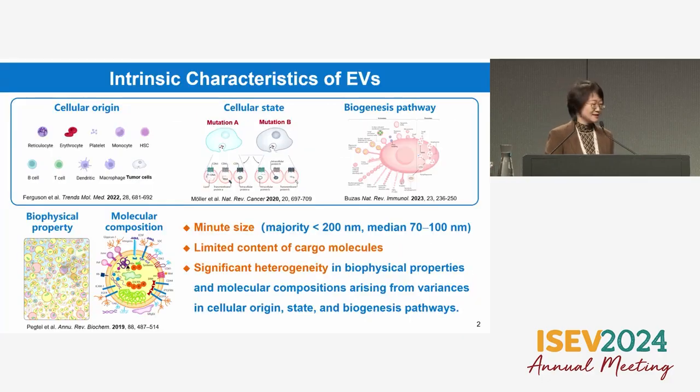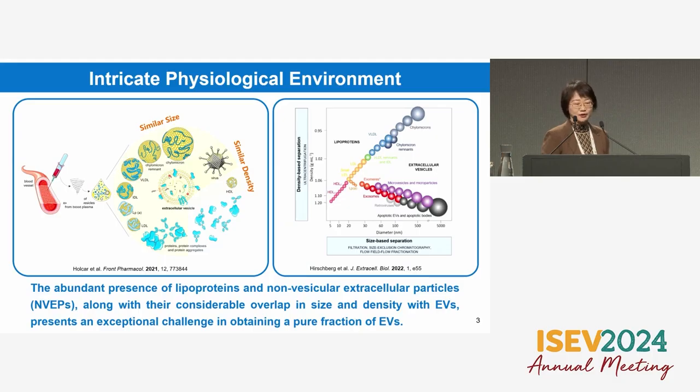From the last session, we already know the EVs are highly heterogeneous, and also very small in size with a limited content of cargo molecules. Besides this, the physiological environment in which EVs exist is also very intricate. There is a large abundant presence of lipoproteins and NVEPs, and their significant overlap in size and density makes it very challenging to get a pure fraction of EVs.